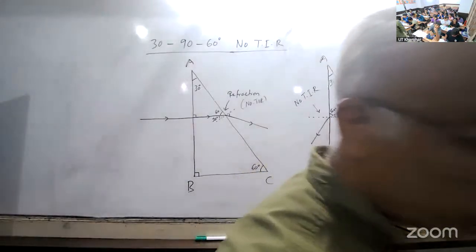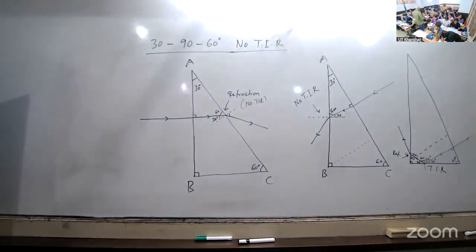Okay, so is it understood? So there may be a question. Using a 30, 90, 60 degree prism, draw the ray diagram for cases where no TIR is possible and when TIR is possible. So there are 4 cases with 30, 90, 60. What are the 4 cases? Deviation less than 60 degrees, 2 cases without TIR, and 1 case with TIR. 4 cases of it.